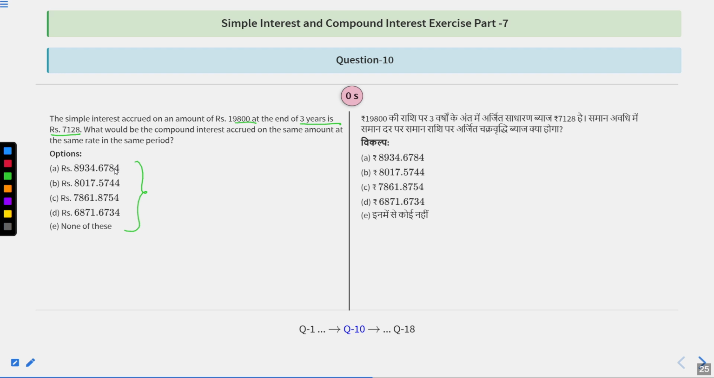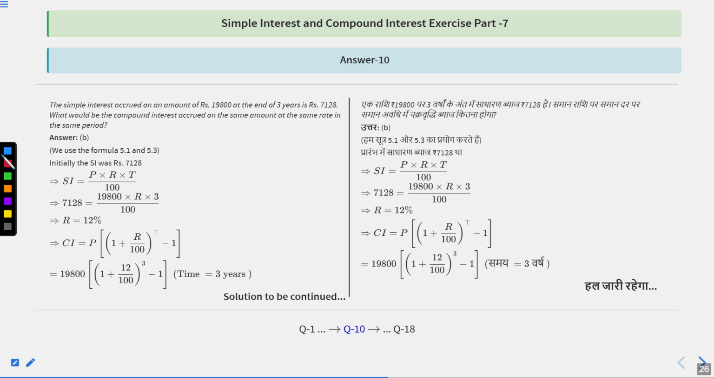Now time's up. Let's see the solution. Initially, the simple interest was 7,128. It is given in the question. Clear? And we know the principal amount, 19,800. This is our principal, this is our time, and this is our simple interest. So we can easily calculate the rate of interest, which is 12%. Clear? Now the question says to calculate the compound interest.